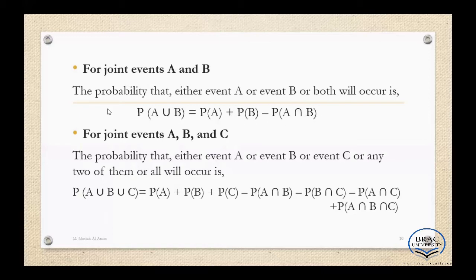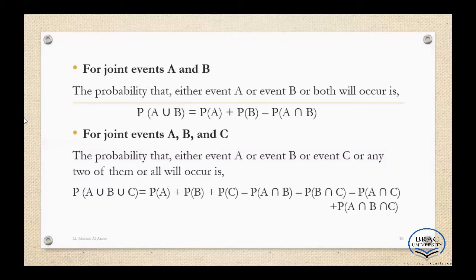If we compare this with the disjoint events A and B, there we don't have this common part because they are disjoint, they don't have any common points. But here A and B are joint events, that means they have a common part. That's why we have this formula.